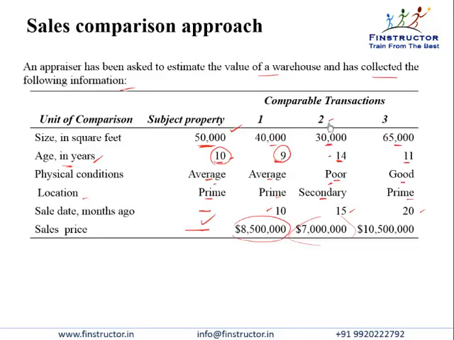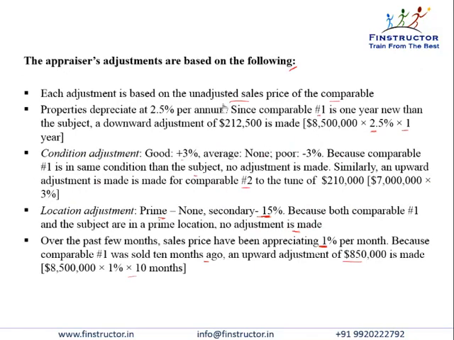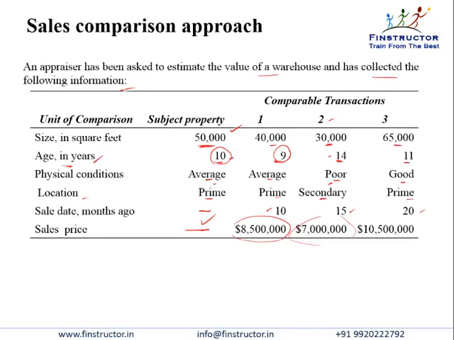What the appraiser is doing is that he is applying the adjustments to the unadjusted sales price of the comparable. So what he is doing is that before I compute the per square foot price of the comparable, I would take it up or down for all these adjustments. So comparable 1, the age is 9, ours is 1 year older. So to whatever is this price, we will apply a discount of 2.5%.